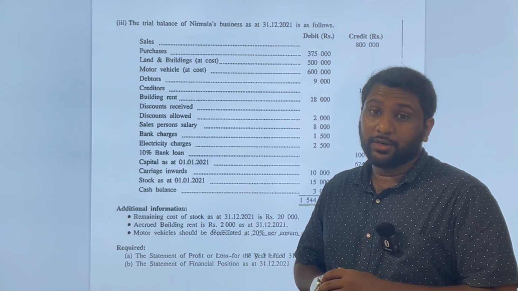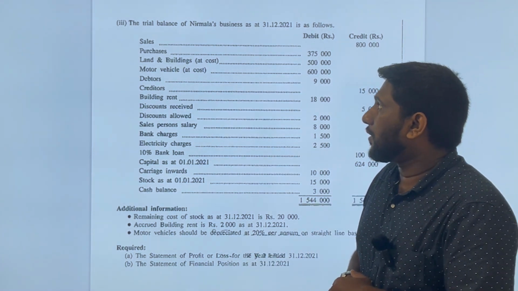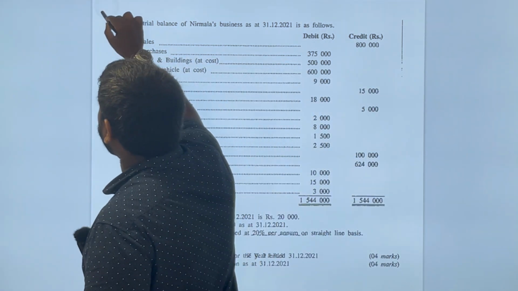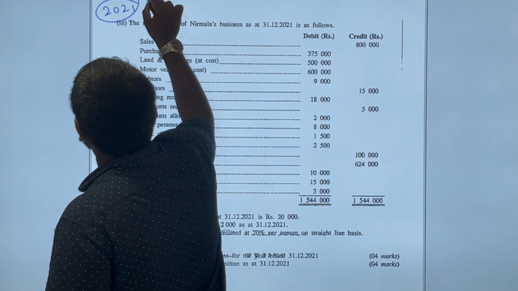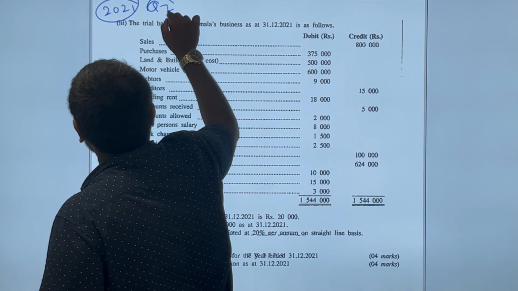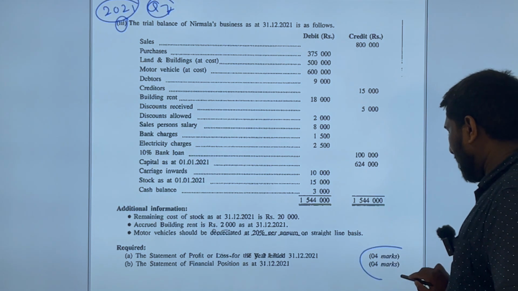Hi everyone. Today let's do the financial statements with adjustment question from the past paper 2021. This is question number 7 and part 3. For this question you are getting 8 marks.